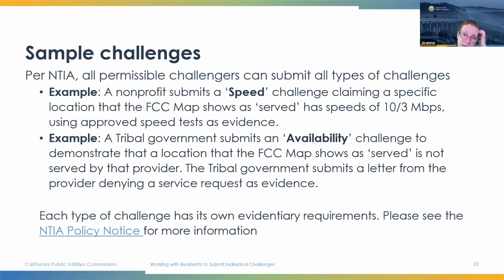Availability challenges can demonstrate that a location that the FCC map shows as served is not actually served by a broadband service provider. The evidence could be, for example, a letter from the provider to the consumer denying a service request, a letter or an email. Each type of challenge has its own evidentiary requirements, and you can see the NTIA policy notice as well as the initial proposal, volume 1, for more information on each of those types of evidentiary requirements.